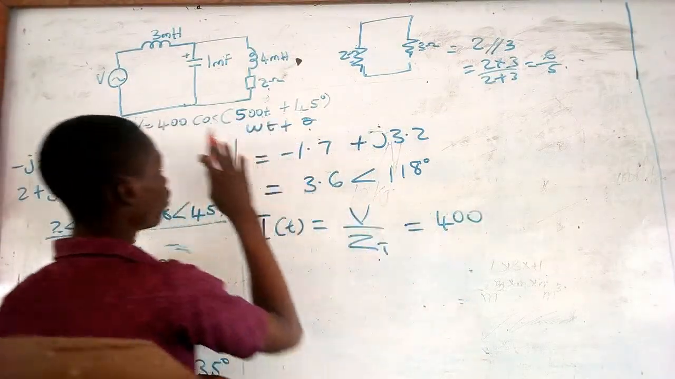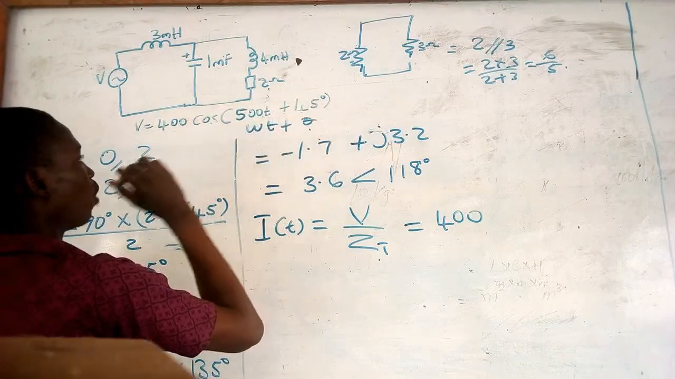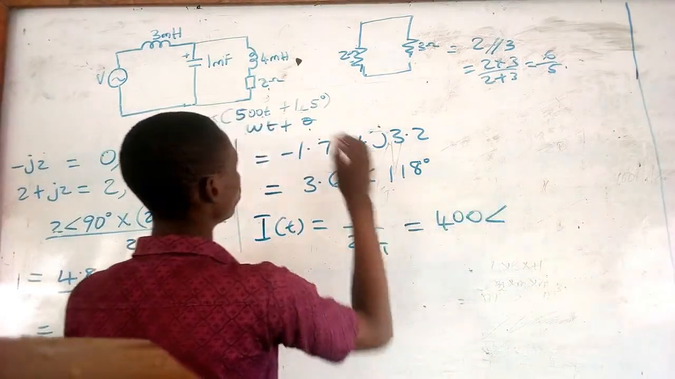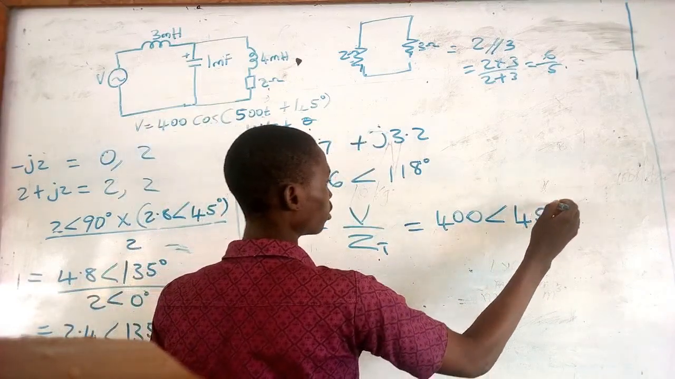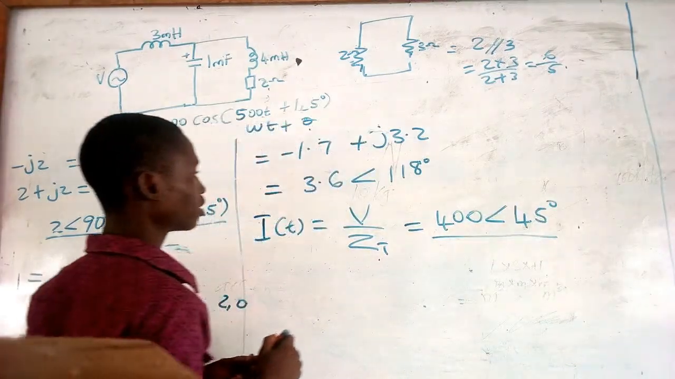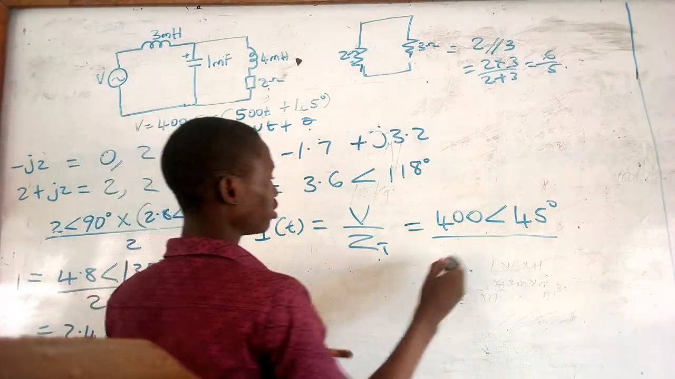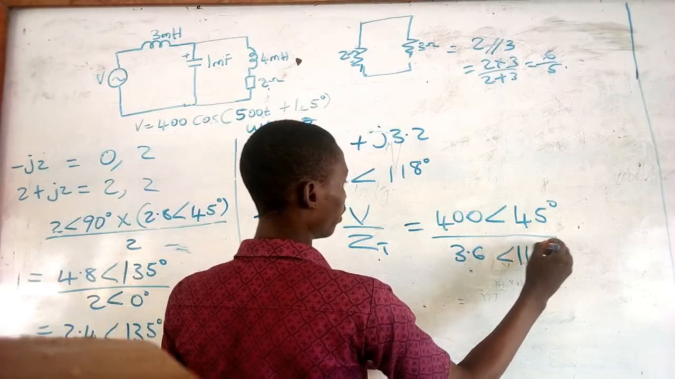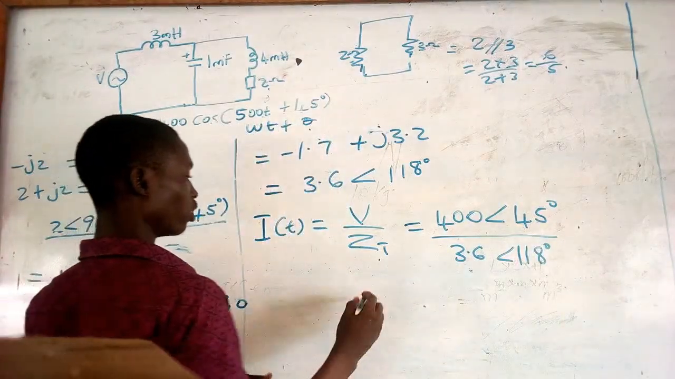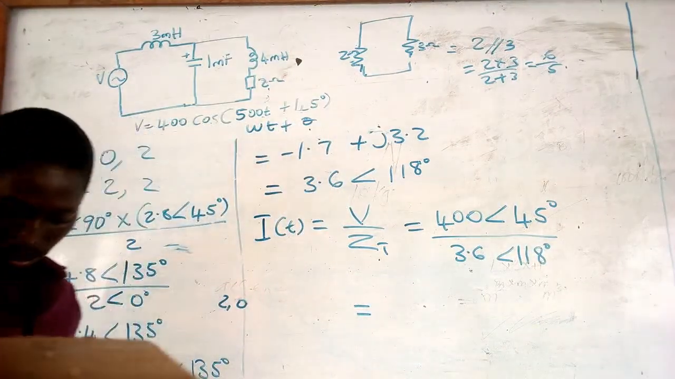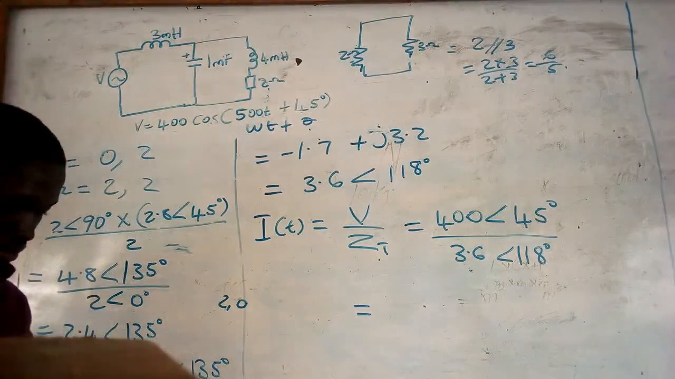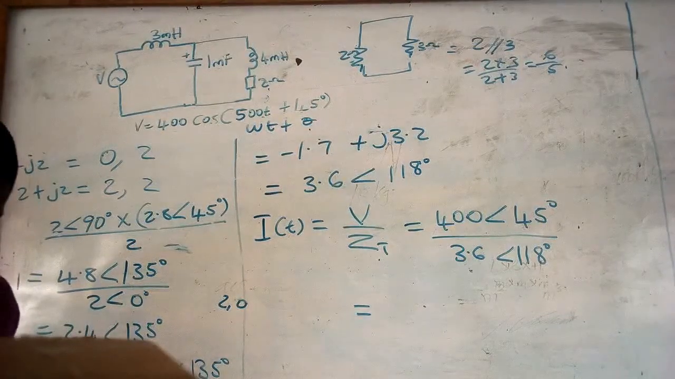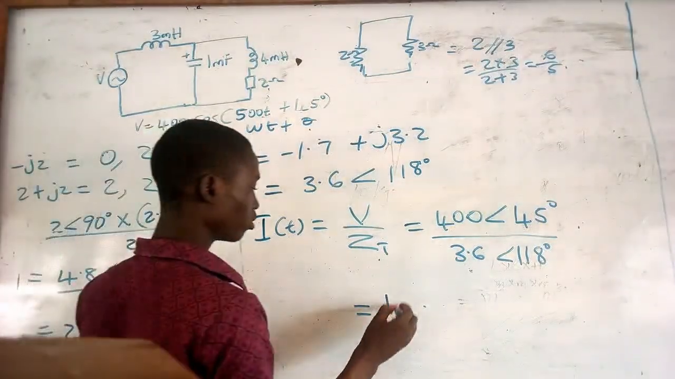Okay. V here is equal to 400. I will not write 400 cos 500t, but no. What I'm going to do is 400 angle 45 degree divided by what I have here, 3.6 angle 118 degree. Okay, so equals to what? 400 divided by 3.6. I have 111.1.